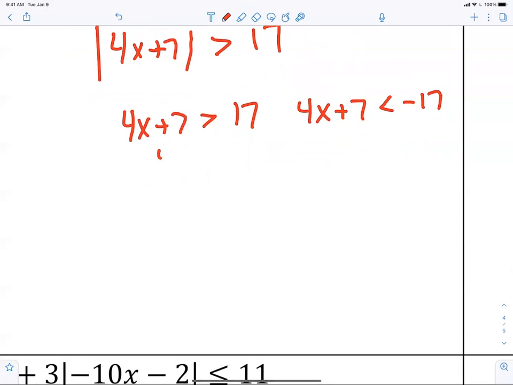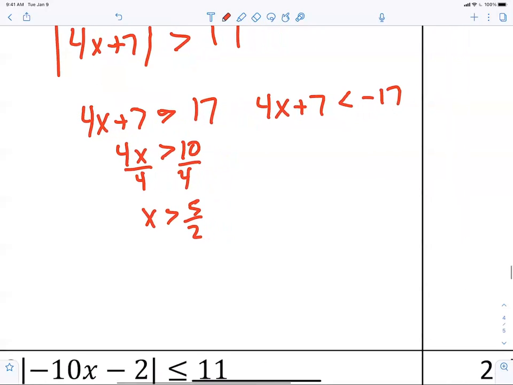So 4x greater than 10. Right. Looks like a G. Then what? Then divide by 4, then x is greater than 10 over 4. Reduce that by 2. 5/2. There you go, kiddo. The other side.